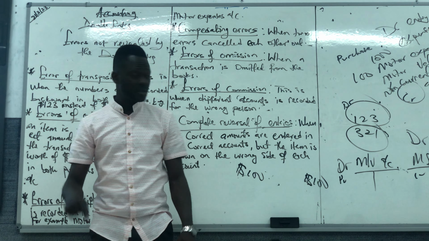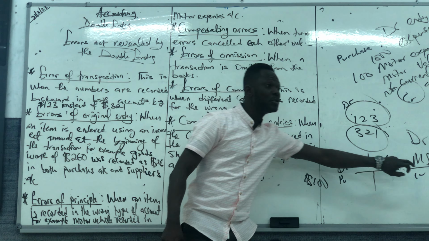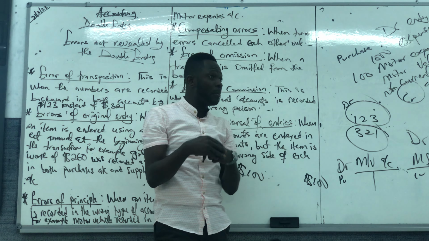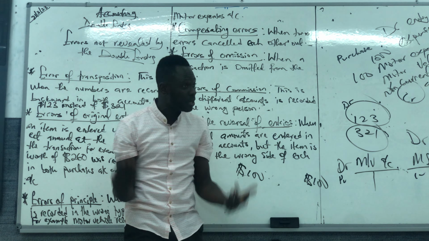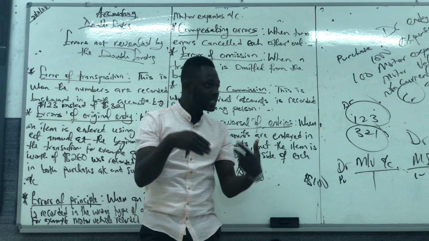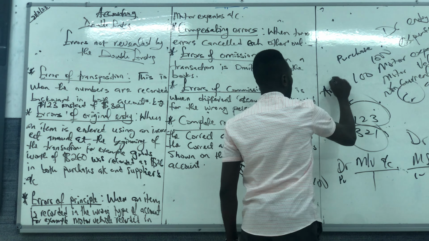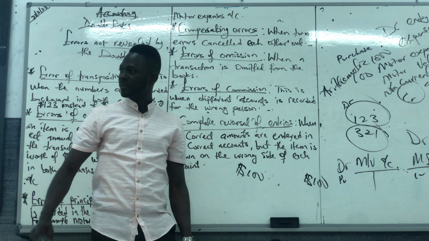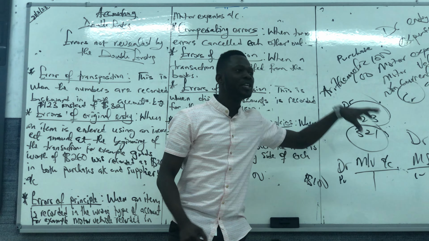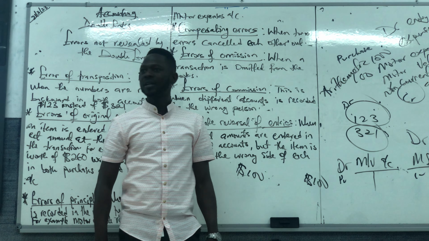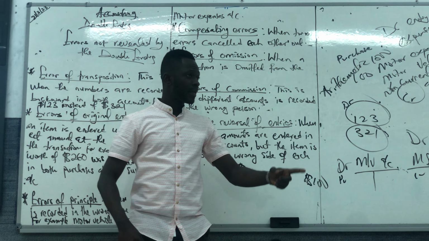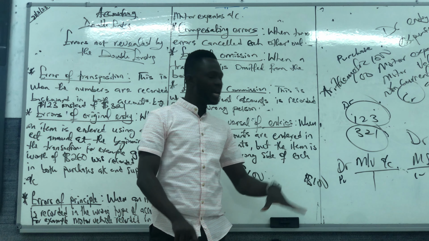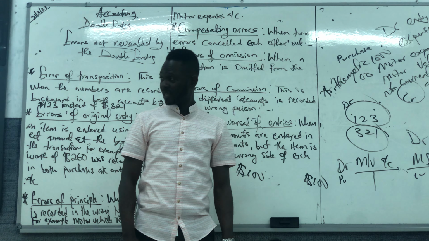Get the point? You have this account, you have this account. At the end of it, you add them up, yes or no? Or you minus them, yes or no? Either minus or plus is what? Arithmetic. Do we get it? So an arithmetic error will affect your double entry system. Clear? So those are the things that do not affect your double entry. Is it clear now?